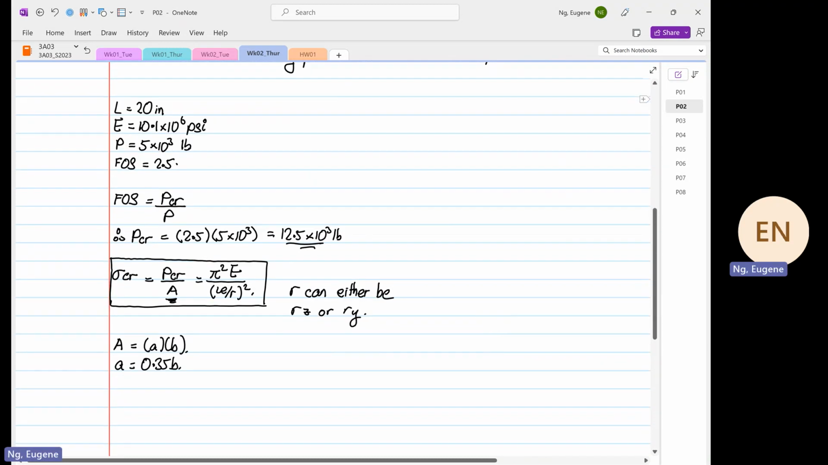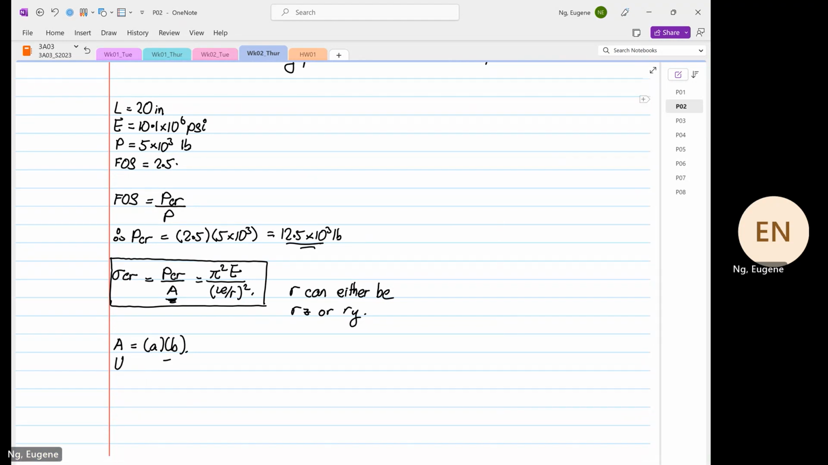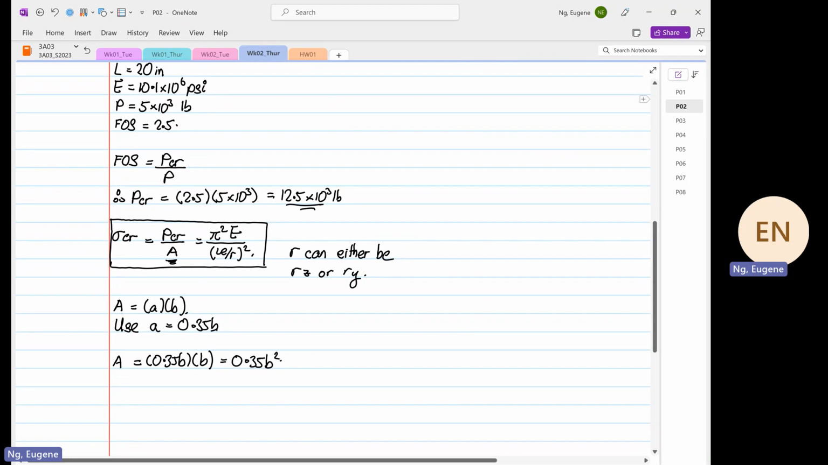0.35b. Okay, we're going to use A is equal to 0.35b. So the area over here is equal to 0.35b multiplied by b. So what we have is 0.35b squared. Okay. So from here we can work out our critical stress is equal to P critical divided by A.